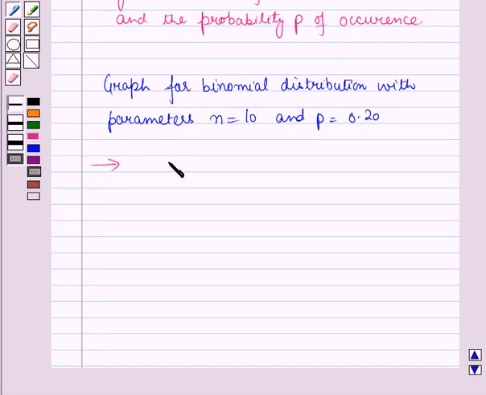Now let us discuss the first case when in 10 observations the preferred outcome occurs 0 times. So in this case we have n is equal to 10, p is equal to 0.20 and r is equal to 0, that is, here the number of successful events is 0.